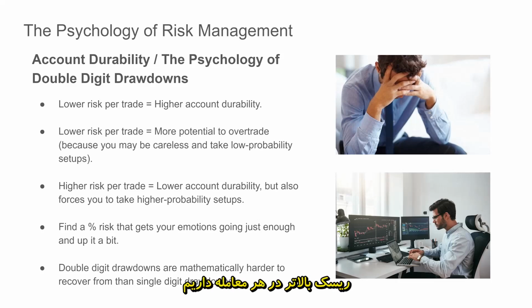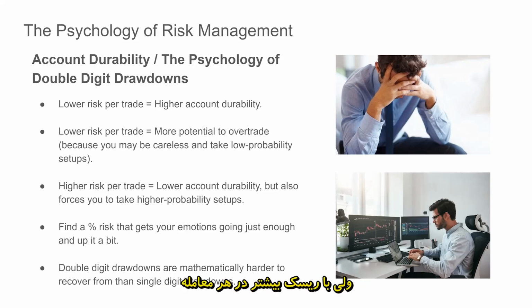Conversely, we have higher risk per trade. It means we have a lower account durability, but it also forces us to take these higher probability setups. So with the lower risk per trade, I'm really referring to the 0.5% risk per trade. It's okay to do it, but if you catch yourself just taking all sorts of trades, just realize that potentially you might have a problem there. Maybe up your risk a little bit to 0.5%. Unless you're managing a huge amount of capital, in the 7 figures plus realm, then I would say okay, maybe risking 0.25% makes sense.